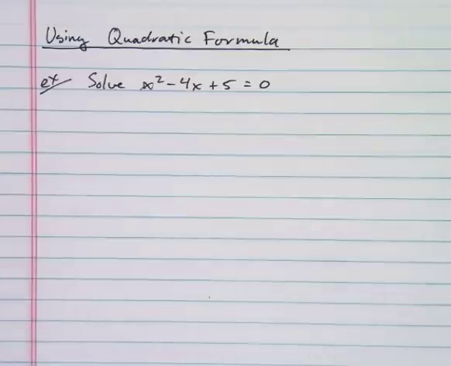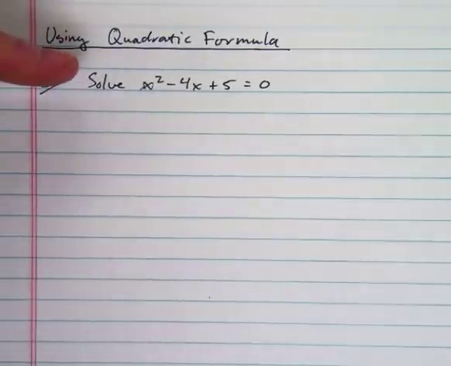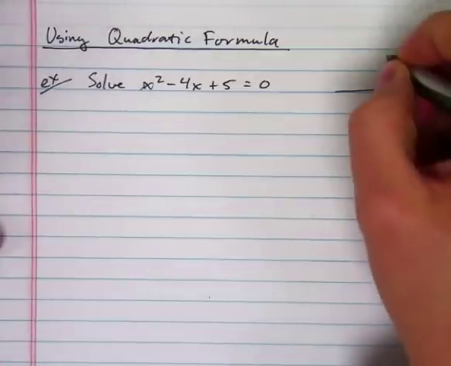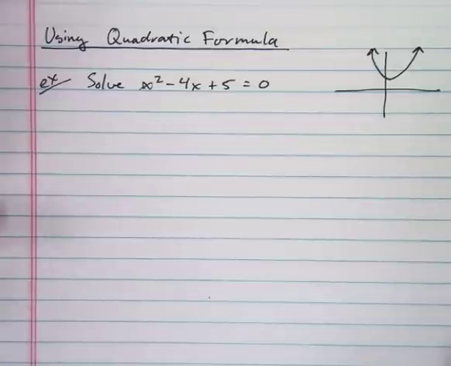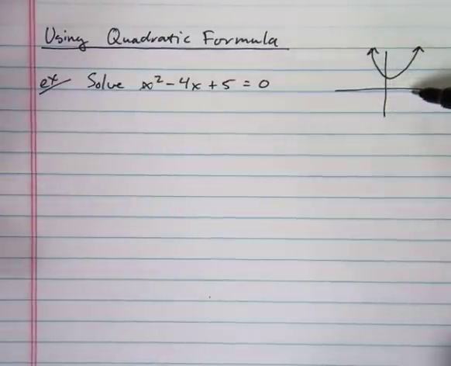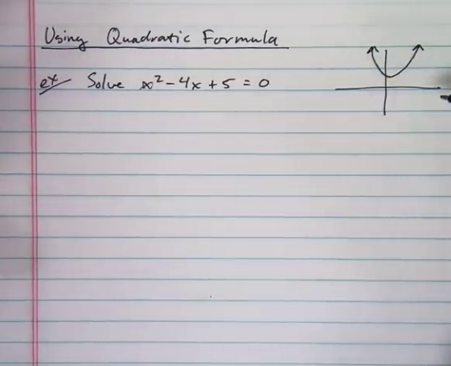Okay guys, so we're going back to the quadratic formula now. If we were to graph this, we would get something that looks kind of like this, a parabola. And remember, we said that when we don't cross the x-axis, we don't have any real answers. We don't even have one real answer.